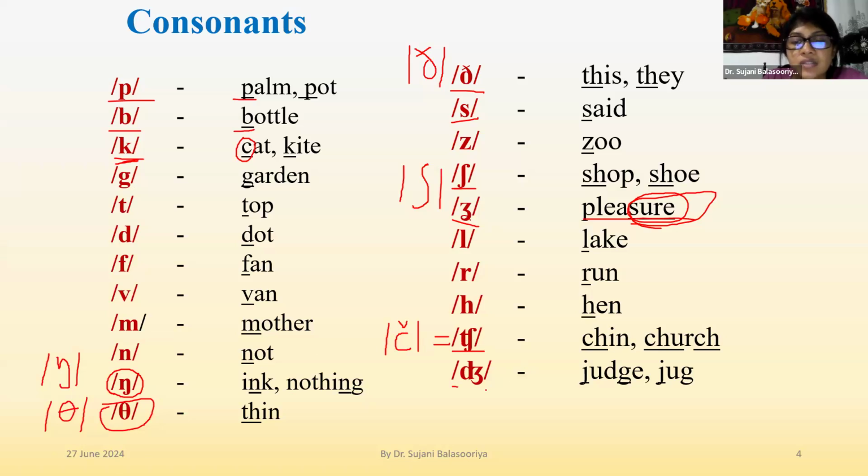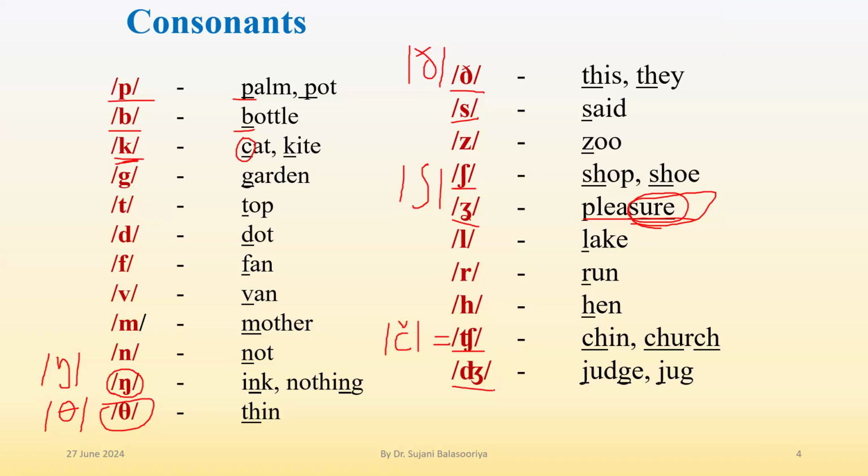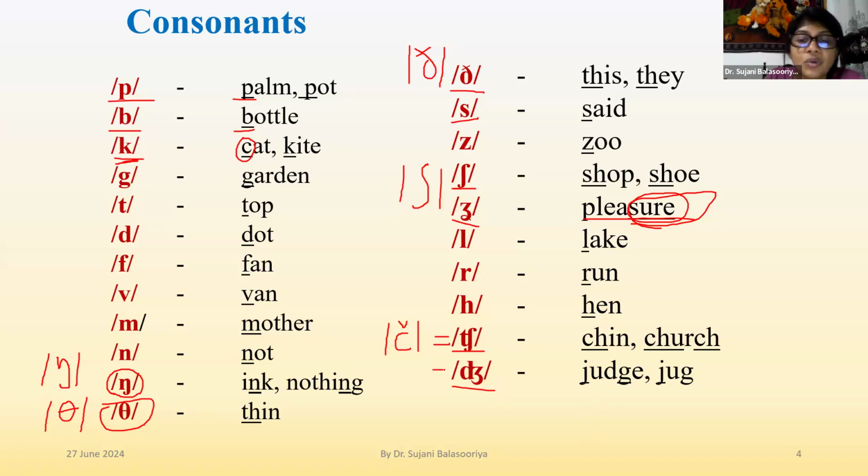And the next one, the sound is j. Now you can see j is used in judge, both at the beginning and end. But the spellings are different, judge and even jug, at the beginning. J sound. Here also you have another symbol if you don't like this, of course.